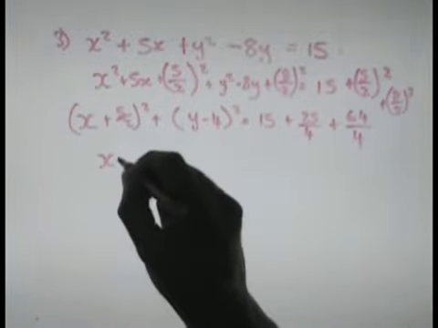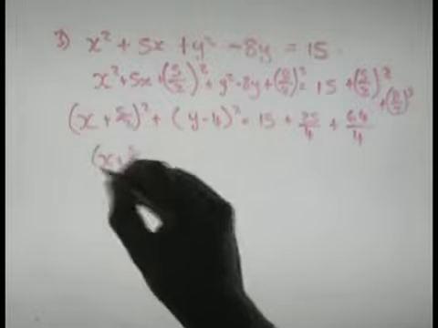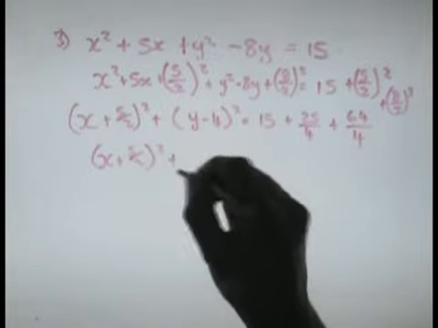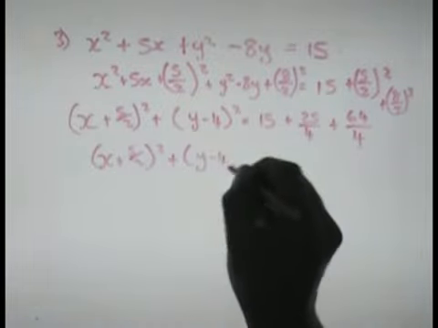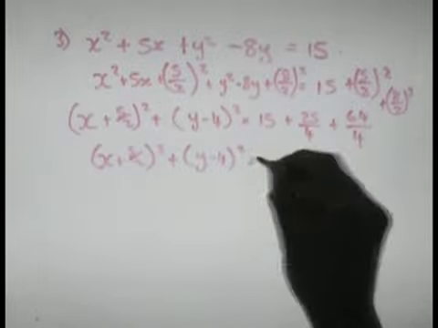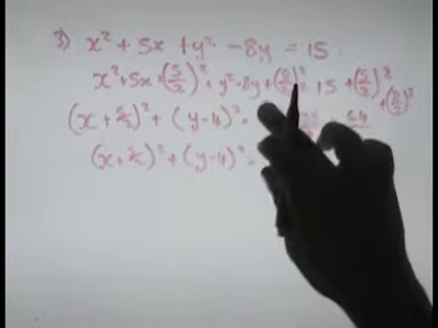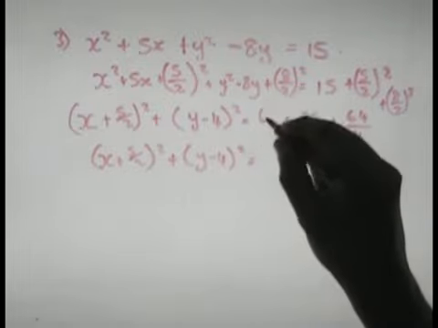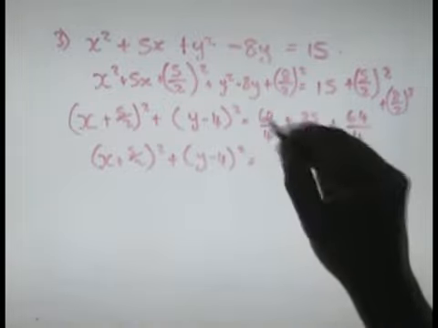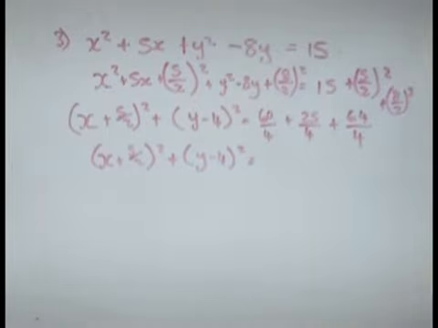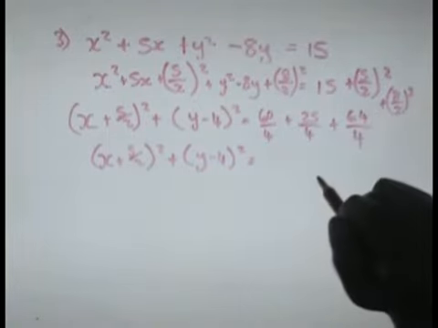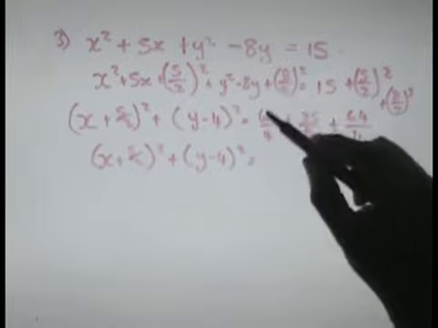This means that (x plus 5 over 2) squared plus (y minus 4) squared is equal to, now 15 is the same as 60 over 4. 60 divided by 4 is 15. Why did I do that? To get a common denominator.